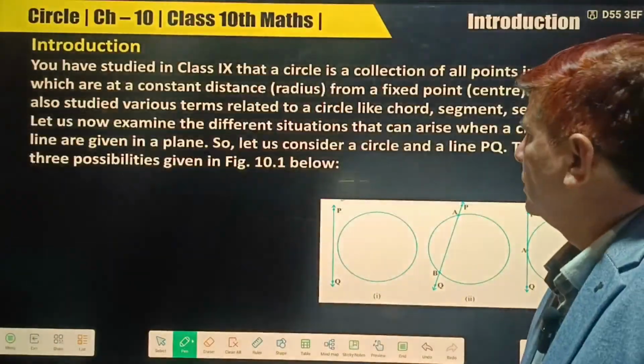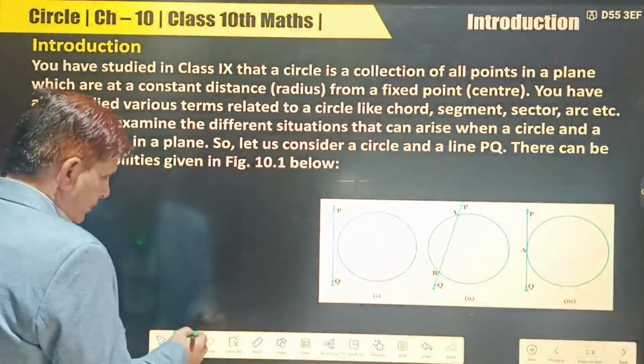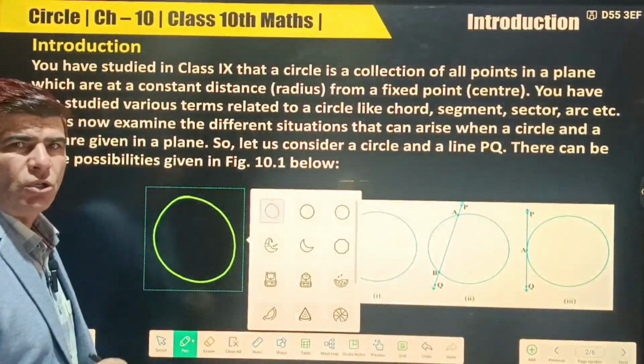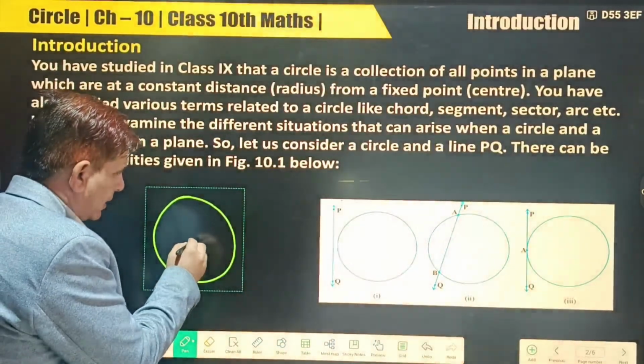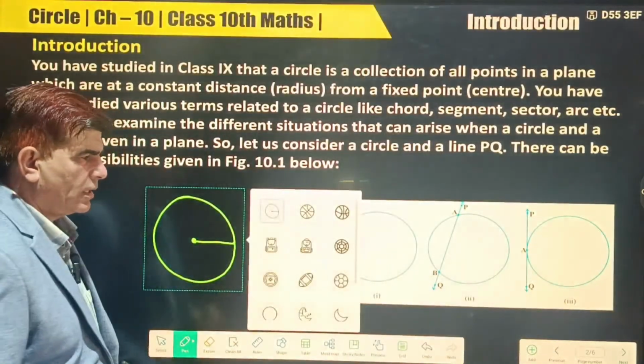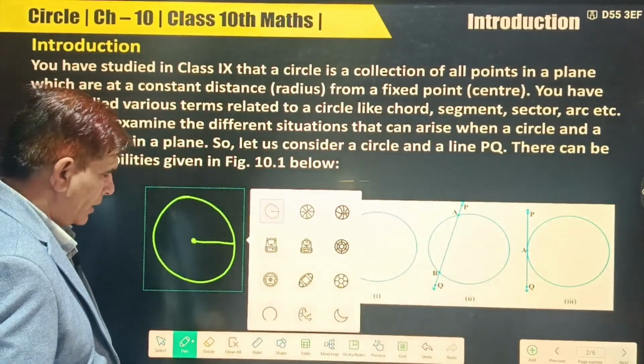So we know what this type of figure is. It is known as a circle. This is the center of the circle. This is known as the center of the circle.